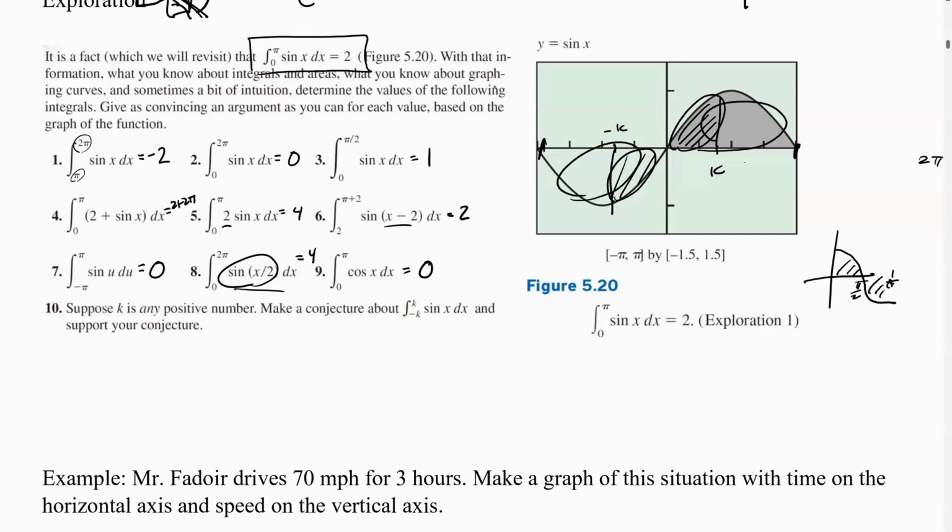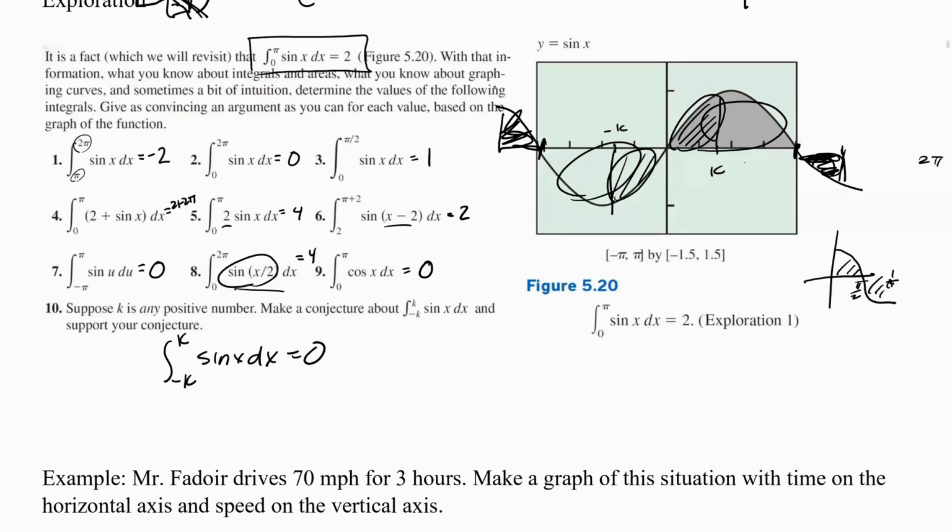Positive area, negative area, still looking like 0. What if I went further? What if k was way out here? And now I've got negative area, quote unquote, negative area here. But I have the same amount of positive area there. I think this integral from negative k to k of sine of x dx is a big fat 0.